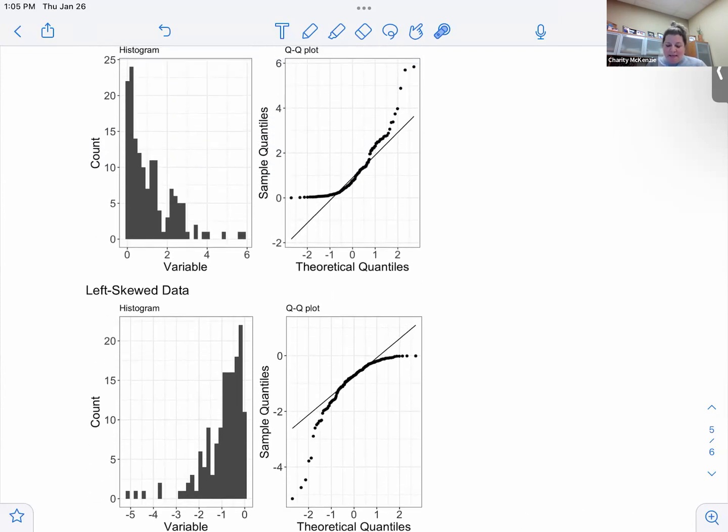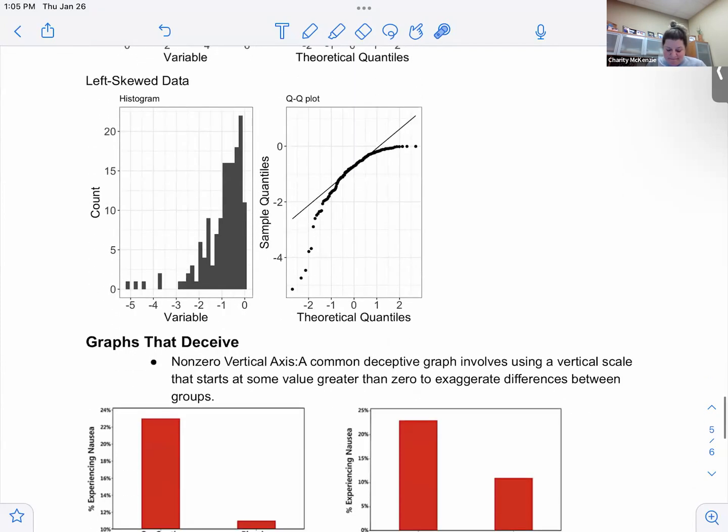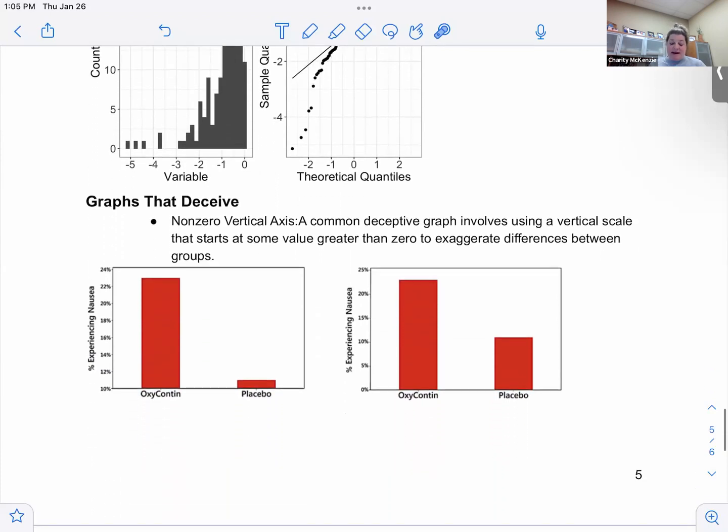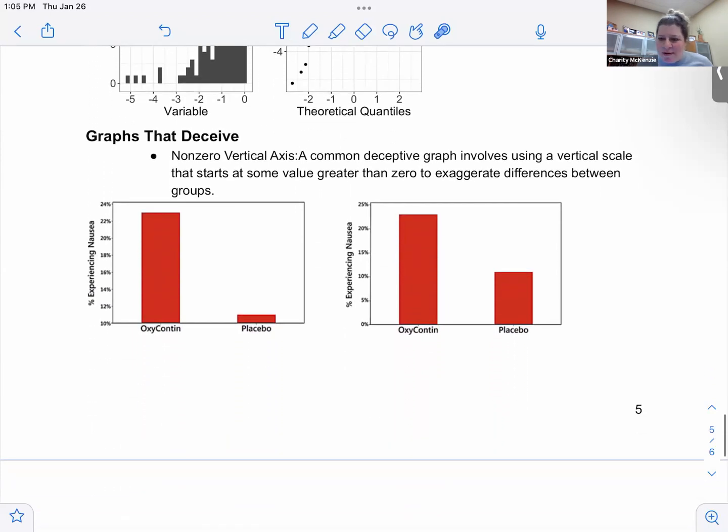Okay, so let's talk a little bit about graphs that deceive, and then we'll open StatCrunch and I will show you some cool graphs and go through all the graphs we can do on StatCrunch, Excel as well. Maybe I'll bounce that open as well.